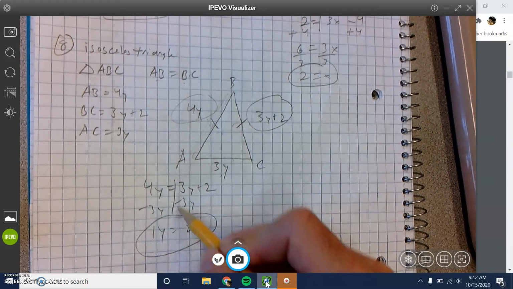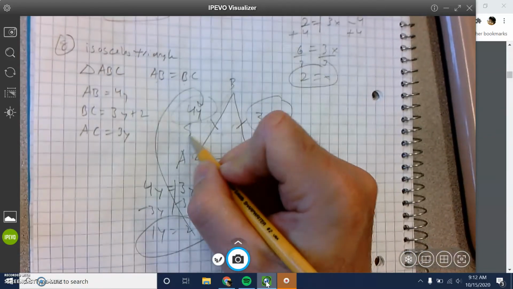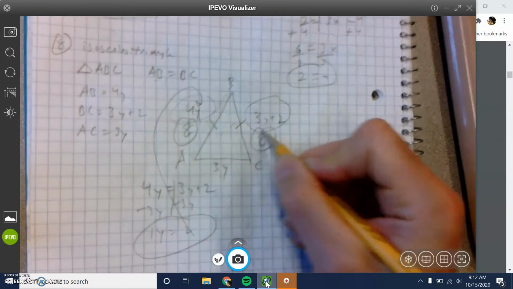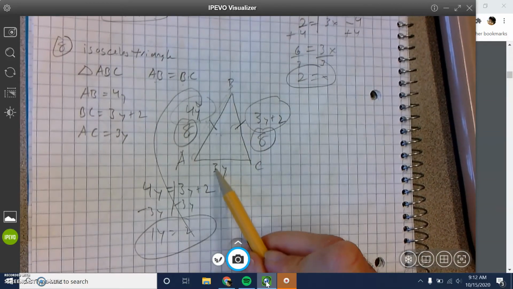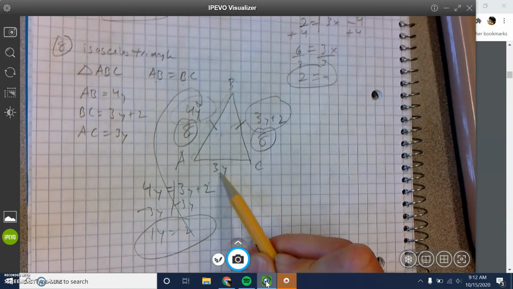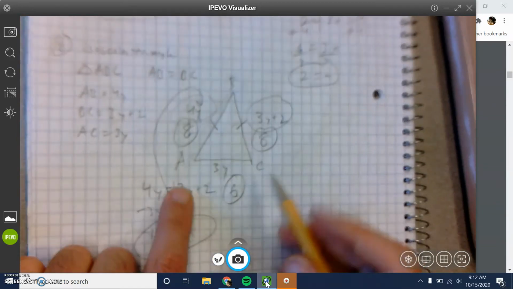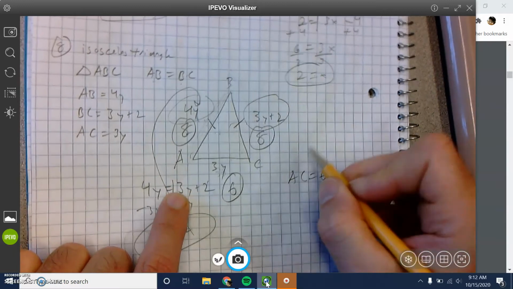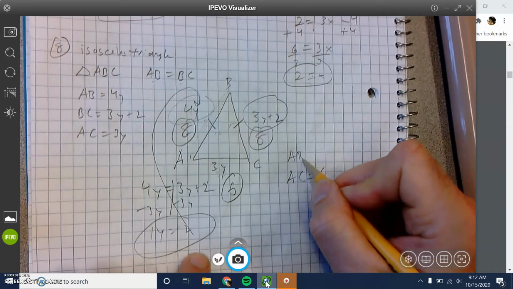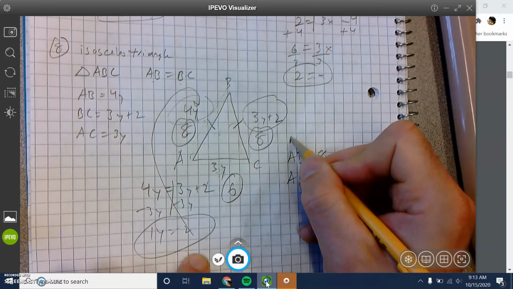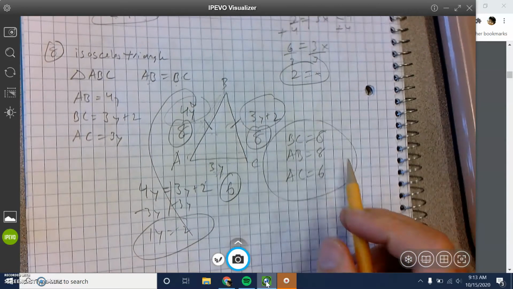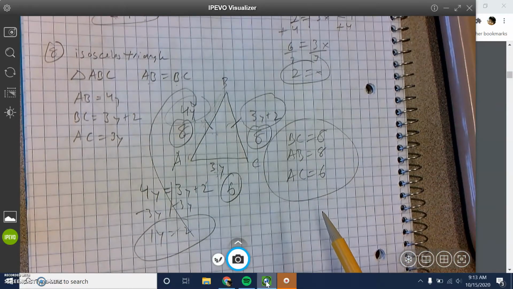So now I've got to find all the sides. 4 times 2 is 8. If this side is 8, this side is also 8. But this side's not 8. This is 3 times 2 because y is 2. 3 times 2 is 6. So AC is 6. AB is 8. And BC is 8. So something like that would be a good final answer to write.